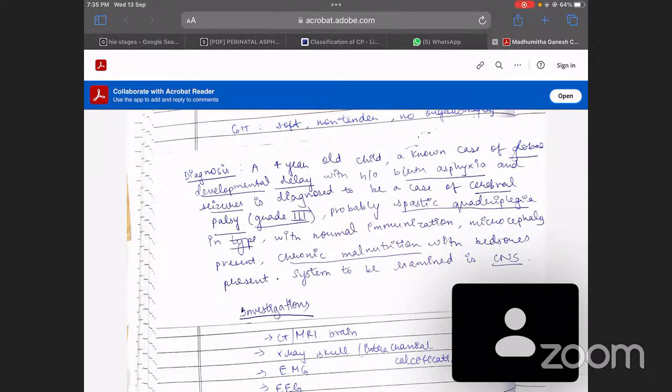No, you don't say that in the final diagnosis. No need to tell the system to be examined, CNS, because that has to be done after history and before examination. During the summary, you say system to be examined.